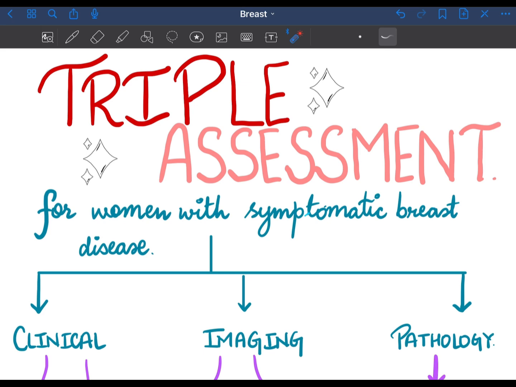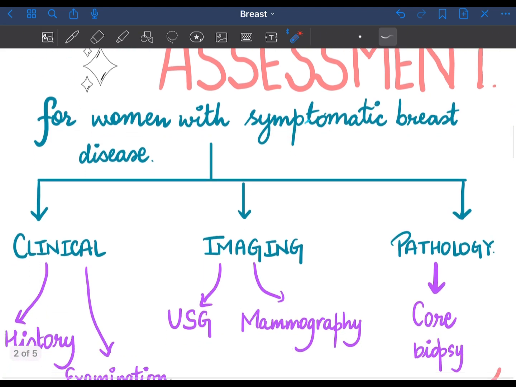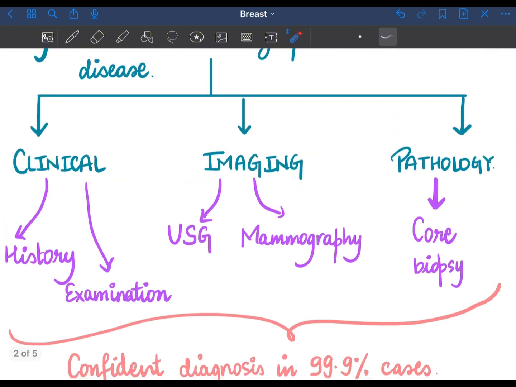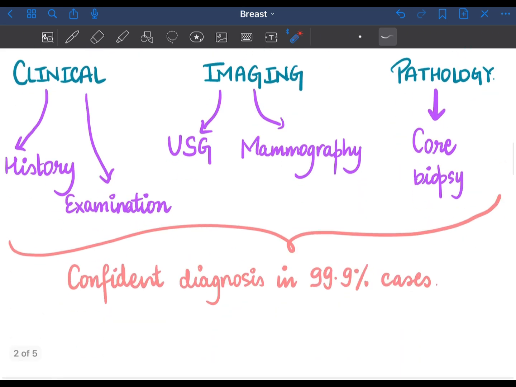Today let's talk about the triple assessment. Triple assessment is done for women with symptomatic breast disease. It includes three modalities, that is clinical, imaging and pathology. Under clinical we have two aspects, that is history taking and clinical examination. Under imaging we have ultrasonography and mammography, and under pathology we have core biopsy of the breast tissue. With these three modalities, we can make a confident diagnosis in about 99.9% of cases.